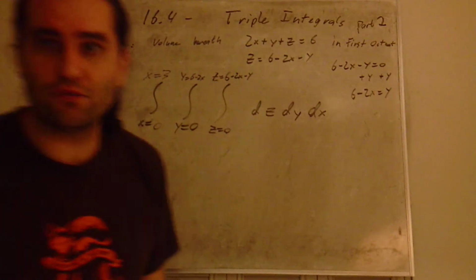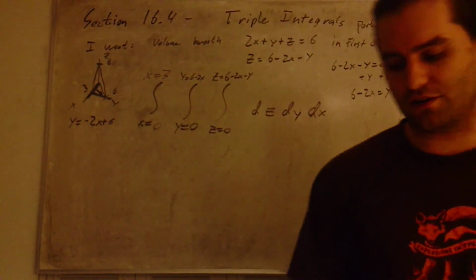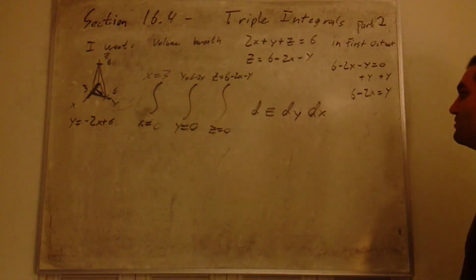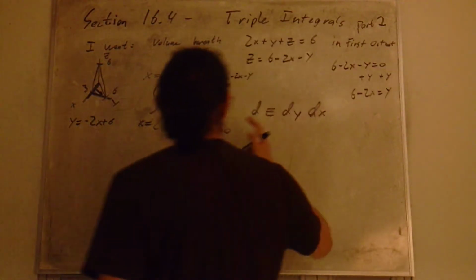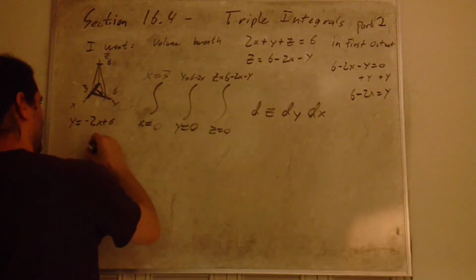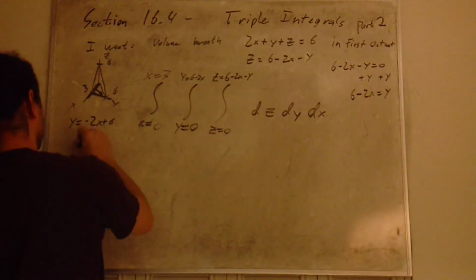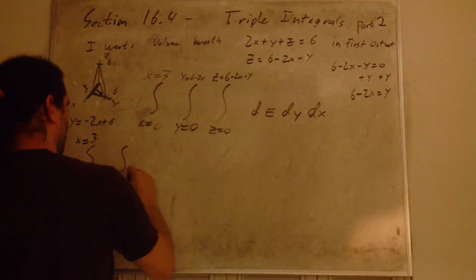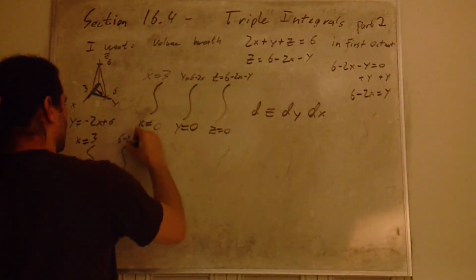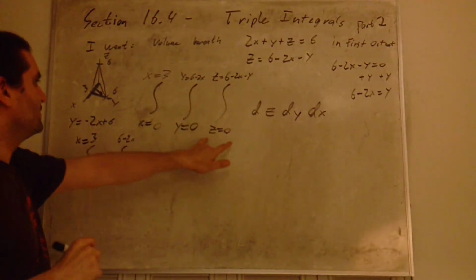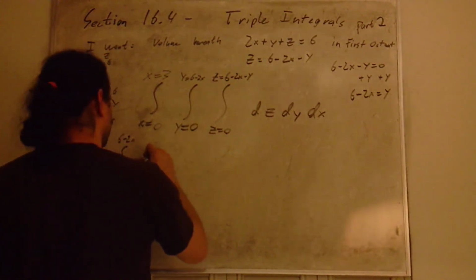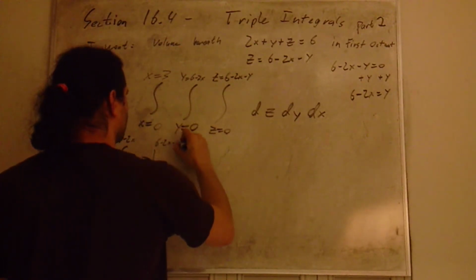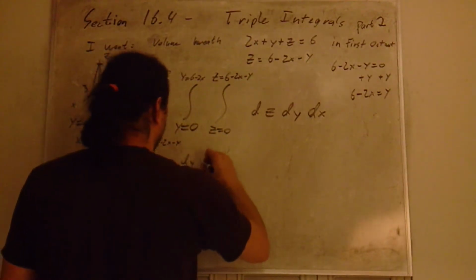Okay, we're 14 minutes into this video and we're ready to start evaluating this integral. The first step in evaluating this integral is really straightforward. The integral of 1 dz is z, just like in the last problem. So I'm going to set the x from 0 to 3. Y is still going to go from 0 to 6 minus 2x. The integral of 1 dz is just z, evaluated from 0 to 6 minus 2x minus y, dy dx.